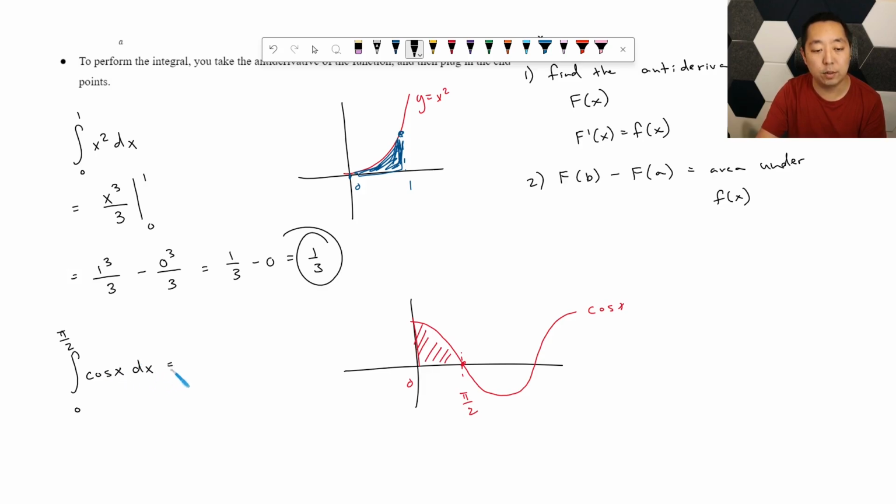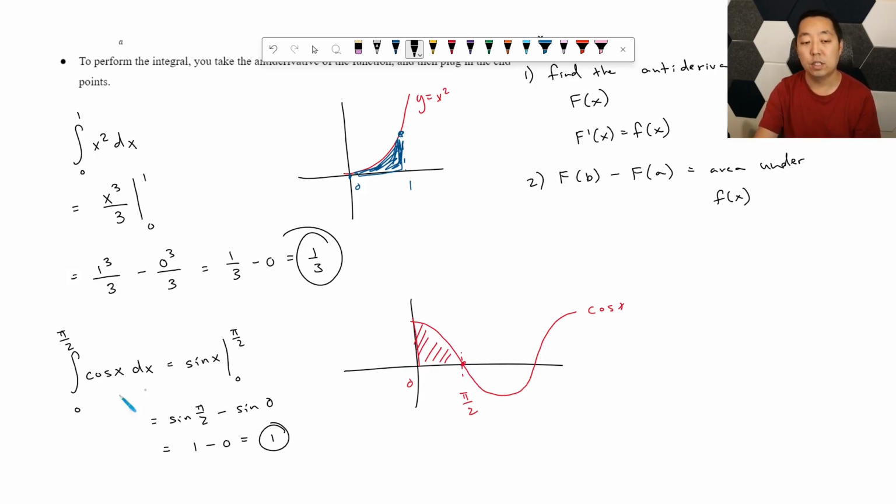Now, the antiderivative of cosine is actually sine of x, because the derivative of sine gives me cosine. Then I put a vertical bar with 0 and pi over 2. We plug in pi over 2 and then plug in 0. Sine of pi over 2 is 1, minus sine of 0, which is 0. And I get that this area is actually 1. It's kind of surprising that the area of a cosine curve is just 1, but there it is. We'll do a few more examples of that now.